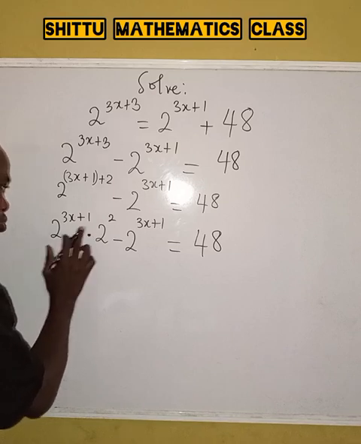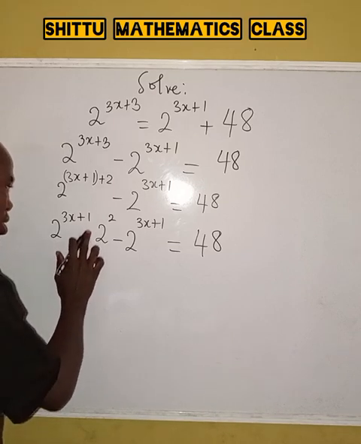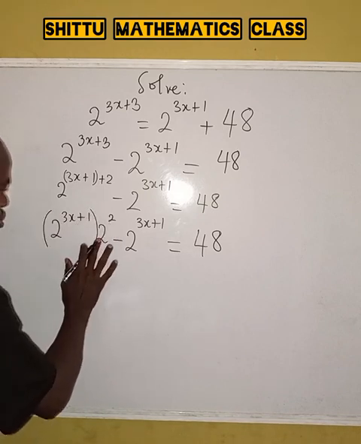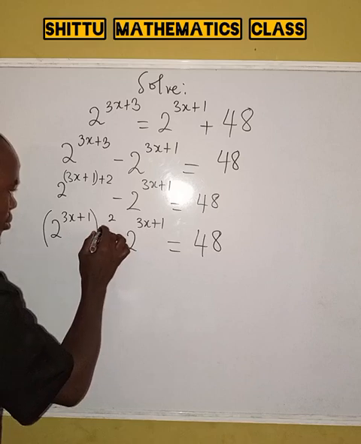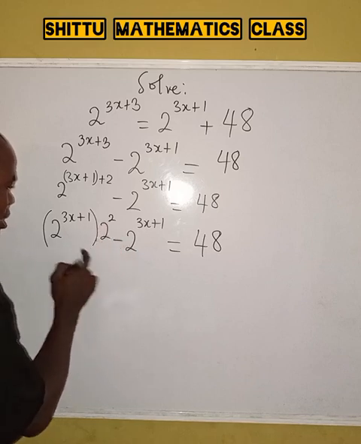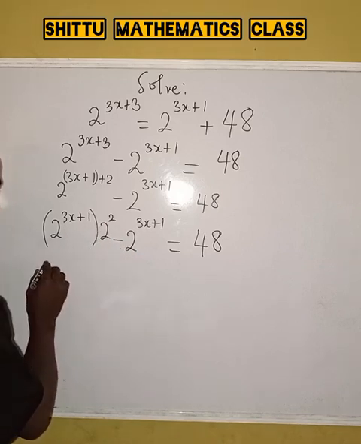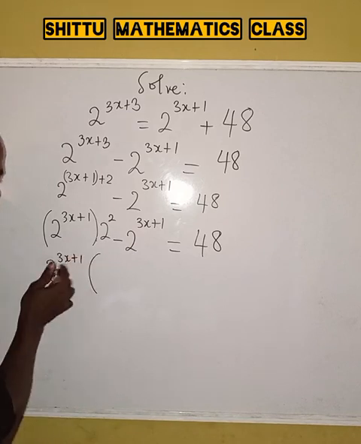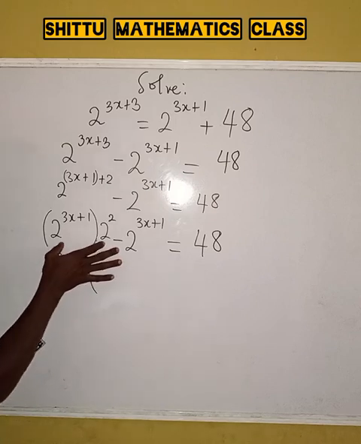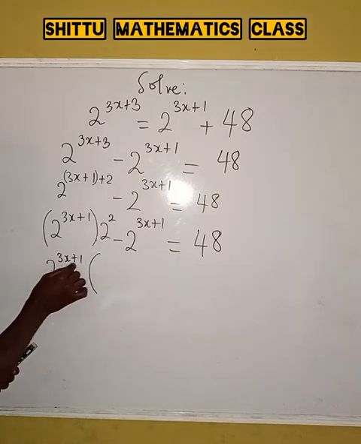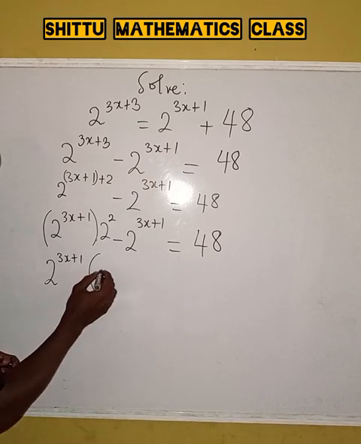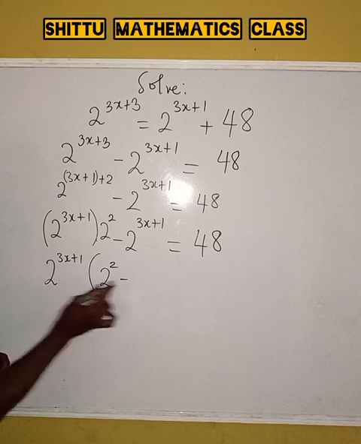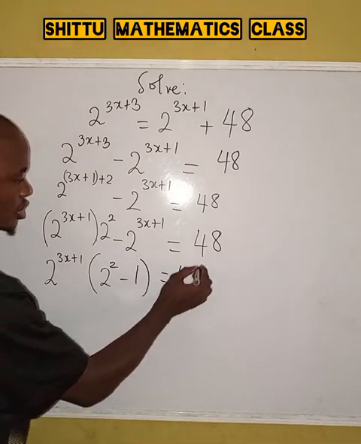Maybe I should use parentheses instead of this dot. Using the parentheses, you see that this and this are a common factor. I can factorize out 2 to the power of 3x plus 1, then into bracket: if you divide by 2 to the power of 3x plus 1, we are left with 2 to the power of 2 minus, and everything here divided by this will give us 1, then equals 48.